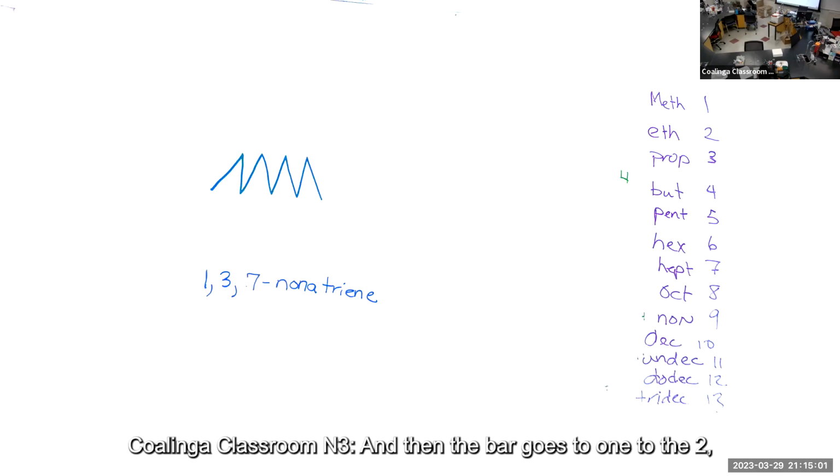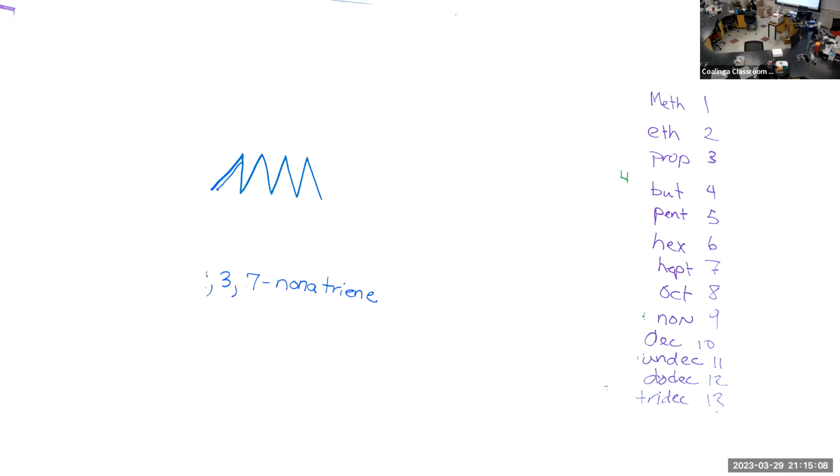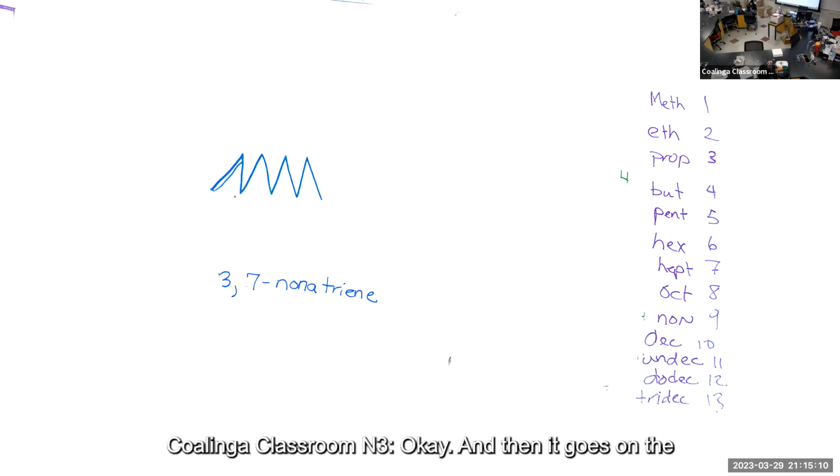Okay. And then the double bond goes 1 to the 2. Okay. And then it goes 2 to the 3. And then, no, 3 to the 4. Sorry, 3 to the 4. Okay. And then the other bond goes 8 to the 7.